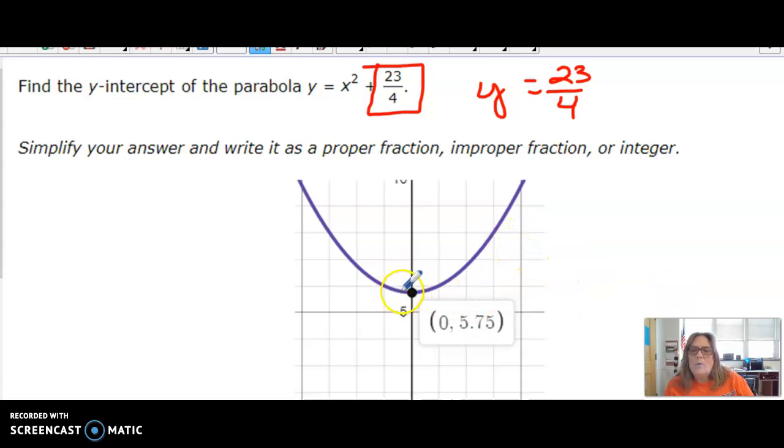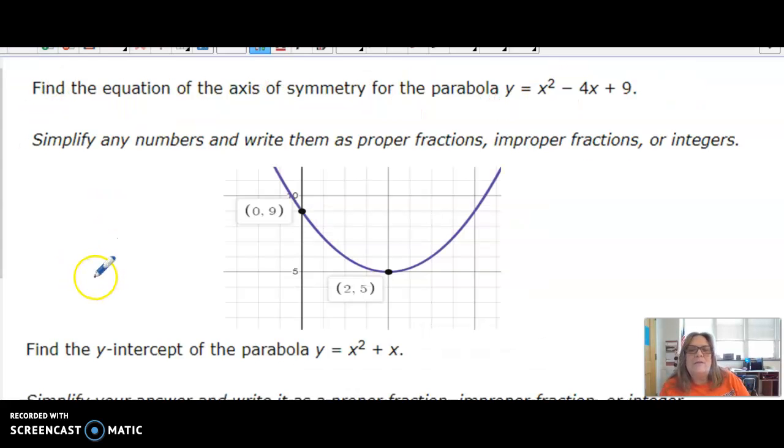Or we can look at it this way. If I plug this whole equation into Desmos and I put a point right there, 5.75 is the same thing as if I made this into a mixed number. 4 goes into 23 5 times, with 3 left over, so 5 3/4 is 5.75. That is my y-intercept. Remember, you can still always use Desmos.